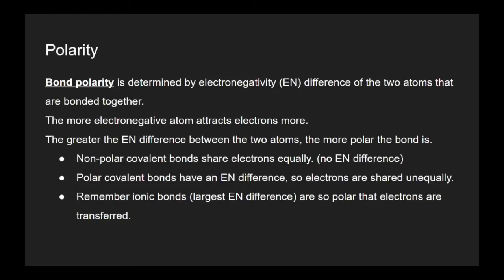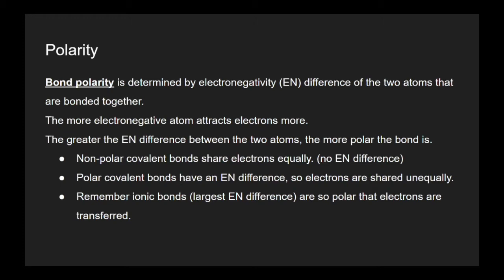All right, in this video, we're going to be talking about polarity, and we're going to be able to determine whether or not a molecule is polar or non-polar. So bond polarity is going to be determined by electronegativity, and the larger the difference in the two atoms, the more polar the molecule will be. So the more electronegative atom is going to attract electrons. So whenever that atom attracts more electrons, overall, it'll be a little bit more negative.